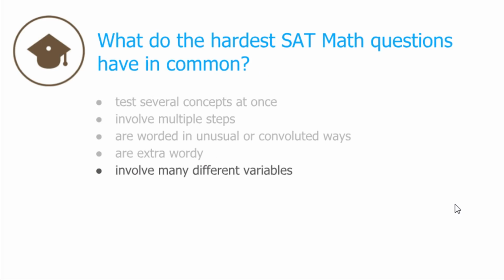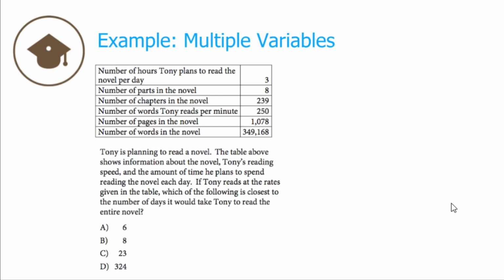All right, hardest SAT math questions often involve many different variables, so they have a lot of different components. Here's an example of that. This might not be immediately what you think of when you think a bunch of different variables. You might think X, Y, Z, but these are other types of variables. They're variables with words. If we notice here, we've got 1, 2, 3, 4, 5, 6 variables in this problem, and we need to put them together to answer this question. And in fact, if we go ahead and read this question, we'll find that we don't need every single one of these variables to answer it.